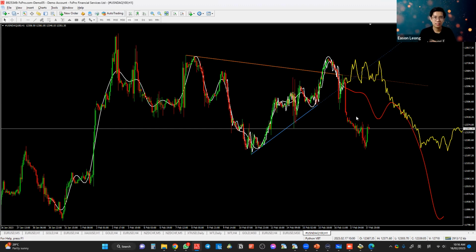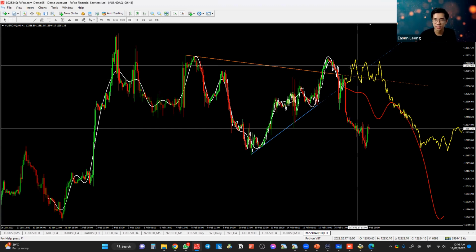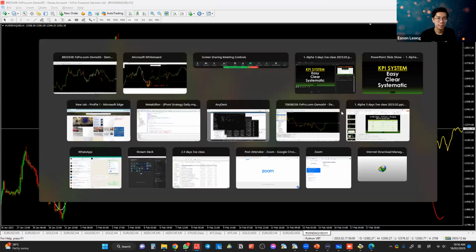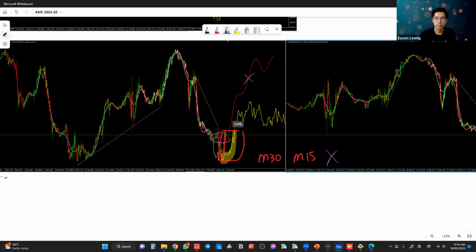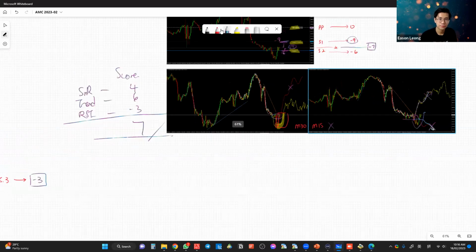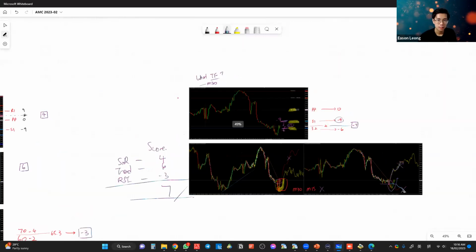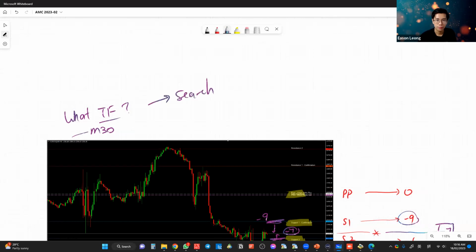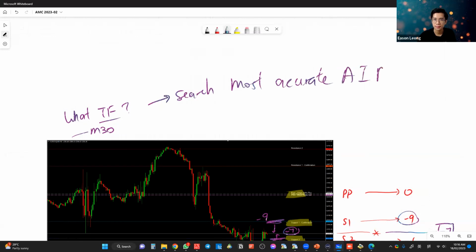So M30, the reason I choose M30 is just nice in between M15 and H1. But there is no fixed rule. You need to switch around time frames to search for the most accurate prediction that has been predicted over here. Okay, so the answer for this question is: search the most accurate time frame, the more accurate AI prediction.